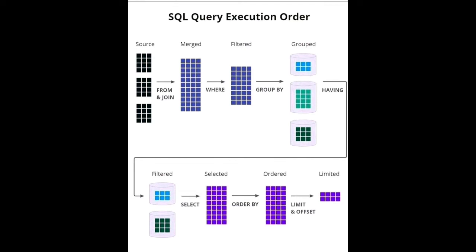Then we have limit and offset. For example, select star from table limit, and we can give a number of rows here. We can give 10 out of 1 lakh, 100 out of 1 lakh, 1000 out of 1 lakh, whatever it is. Based upon your business requirement, you can retrieve that data conditionally.